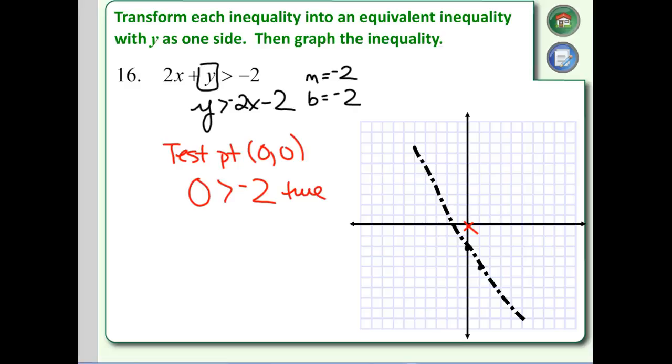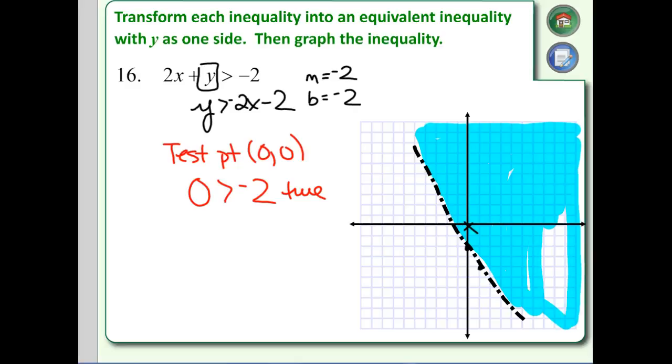So since it's true, this time we're going to go ahead and shade in and cover the test point. We're going to cover the test point because we got a true statement. So that's why I put X marks the spot. If it's true, I cover X. And if it's false, I flip to the other side. Very nicely done.